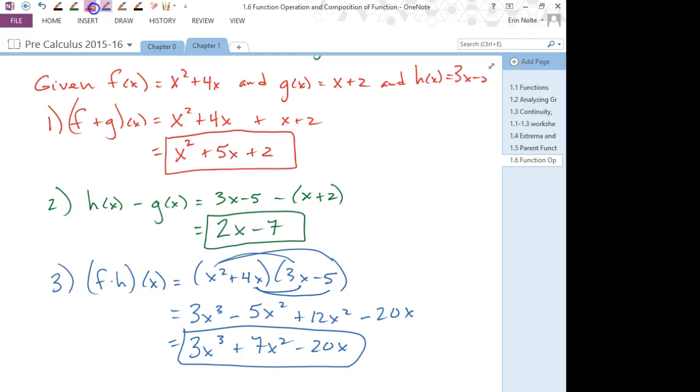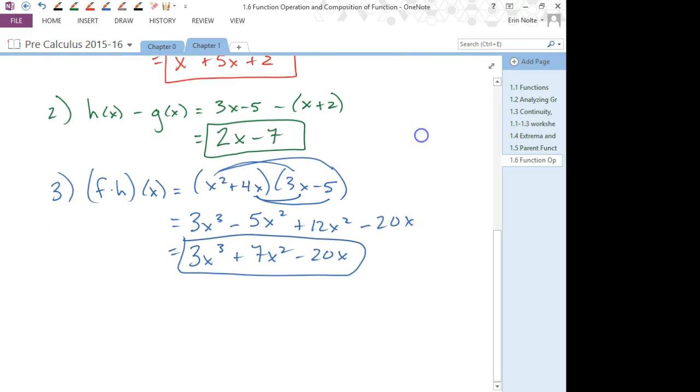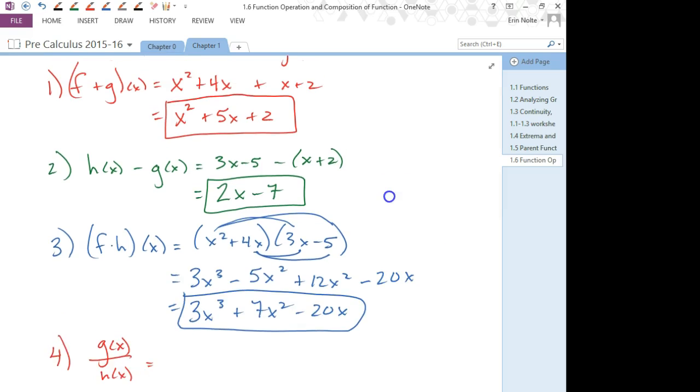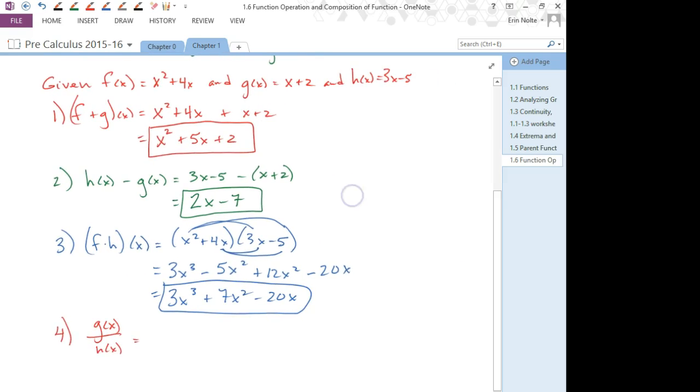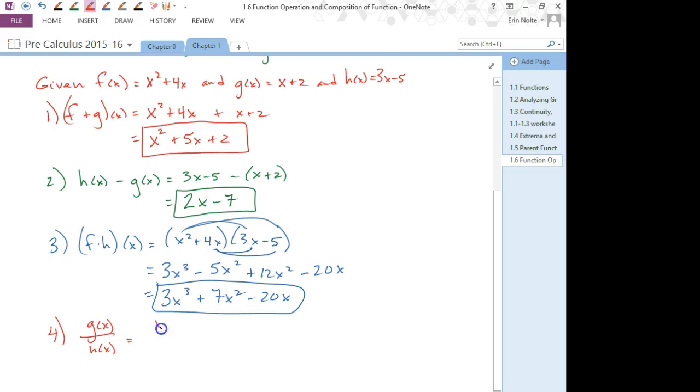Okay, let's do the last one. Dividing. The dreaded dividing. Let's do g of x divided by h of x. Okay, so the g of x, hold on, let me make this smaller so I can see it. The g of x was x plus 2. What's the h of x? 3x minus 5.